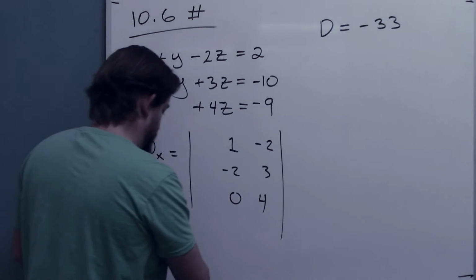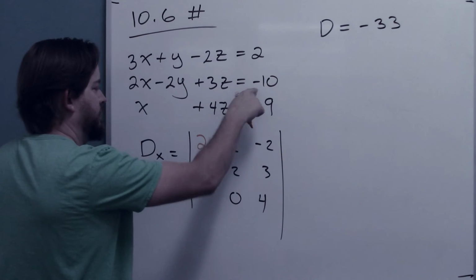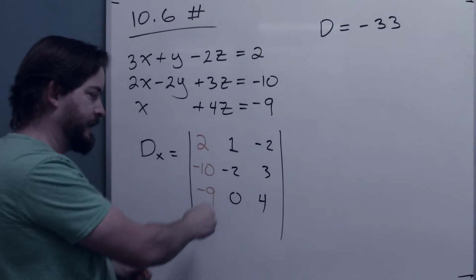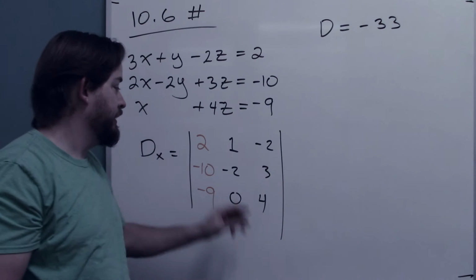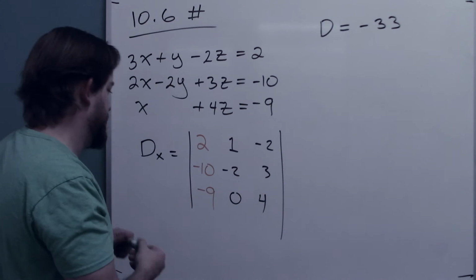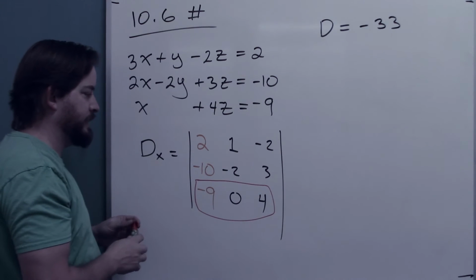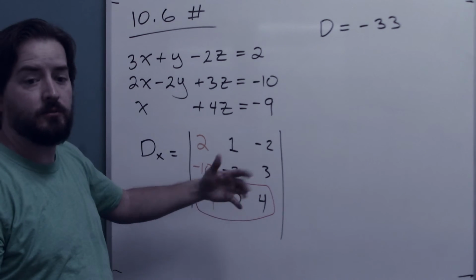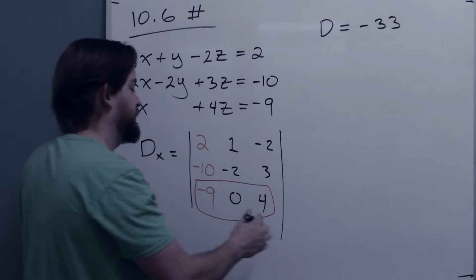So I'm going to write this as 2, -10, and -9 in place of my x variable coefficients, and I'll find the determinant of this matrix. Once again, I'm going to exploit that 0. I'm going to exploit that 0 as long as I can. I lose the ability to do that when I do my dy. We'll see that in a minute. But I have it still, so I'm going to use it.